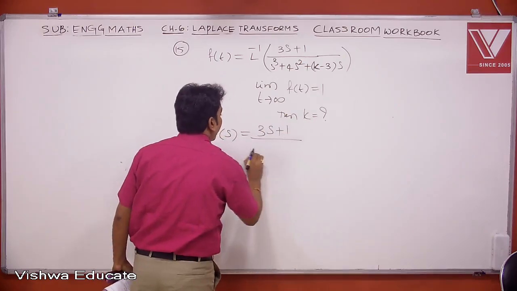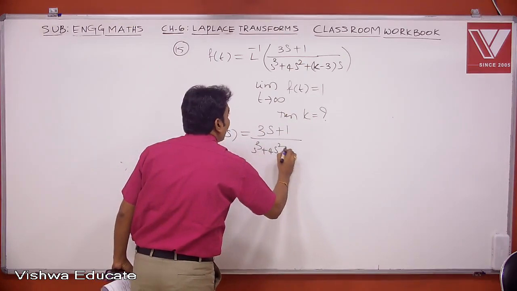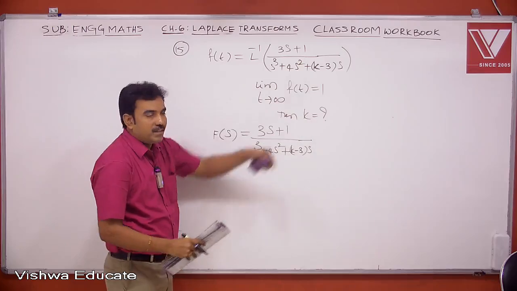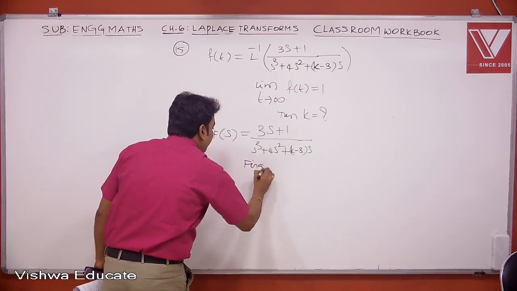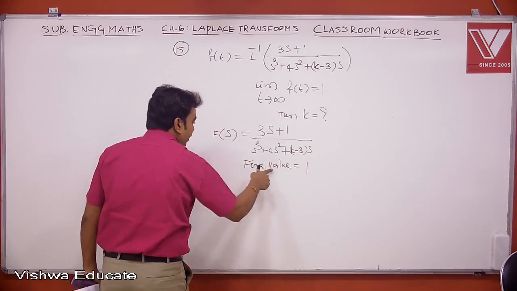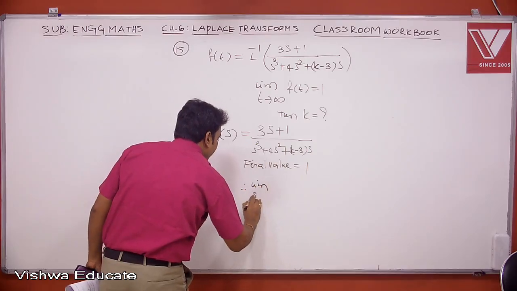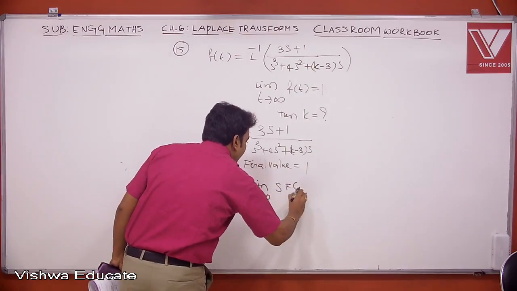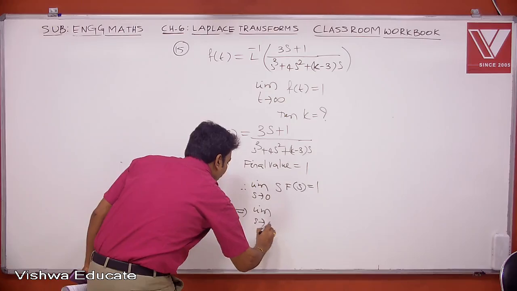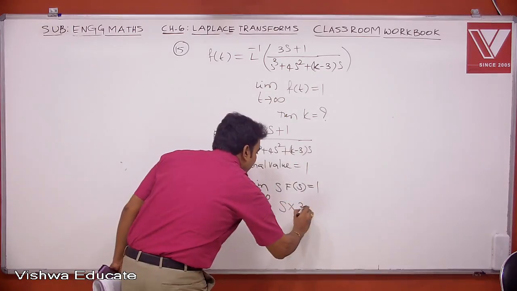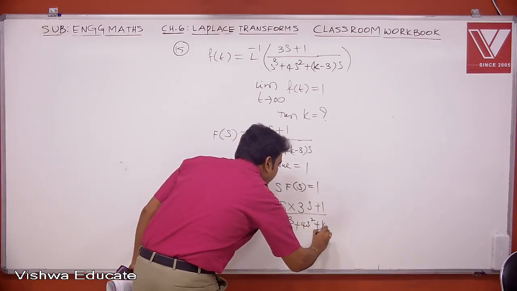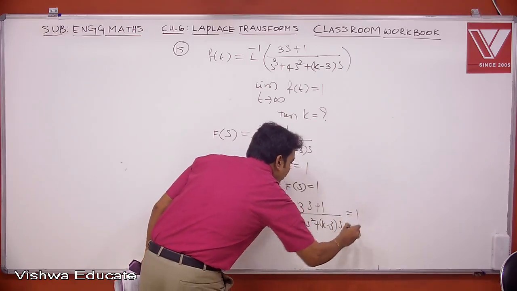3s plus 1 divided by s cube plus 4s square plus k minus 3 into s. This is what final value. So here final value is given as 1. But here instead of f of t, capital F of s is given. Therefore, this final value in terms of signal variable is limit s tends to 0, s into F of s equal to 1. So this implies limit s tends to 0, s into F of s, which is 3s plus 1 divided by s cube plus 4s square plus k minus 3 into s, equal to 1.